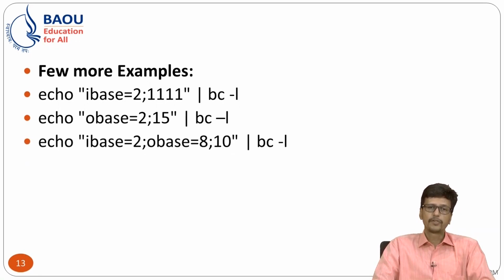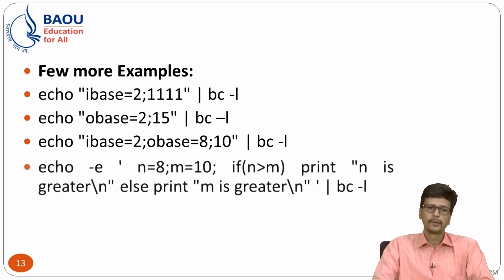Then after, if you want to change the base, because the default base is decimal, now you want to convert from binary to octal, right? So ibase equal to 2, that means whatever data entered by the user that will be in binary format, you want to convert into octal, that's why you are using this obase equal to 8, and then after you are entering some value 10. So it is not the 10, but in binary it is 10, and the output of this command, it will convert that 10 into the octal format, right?